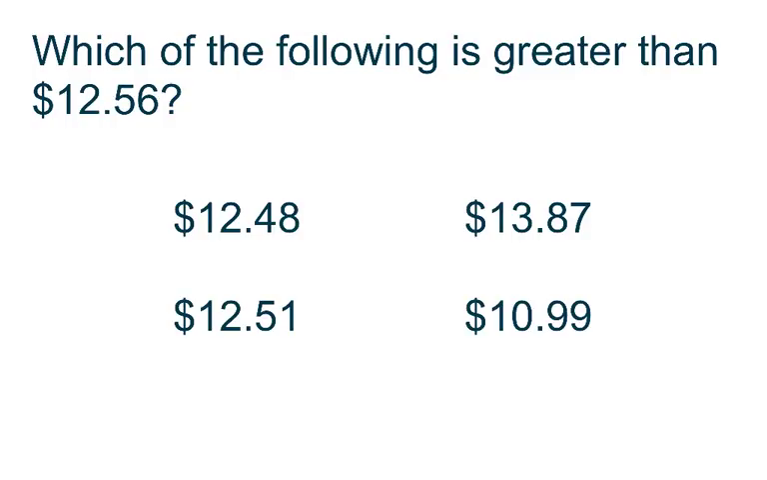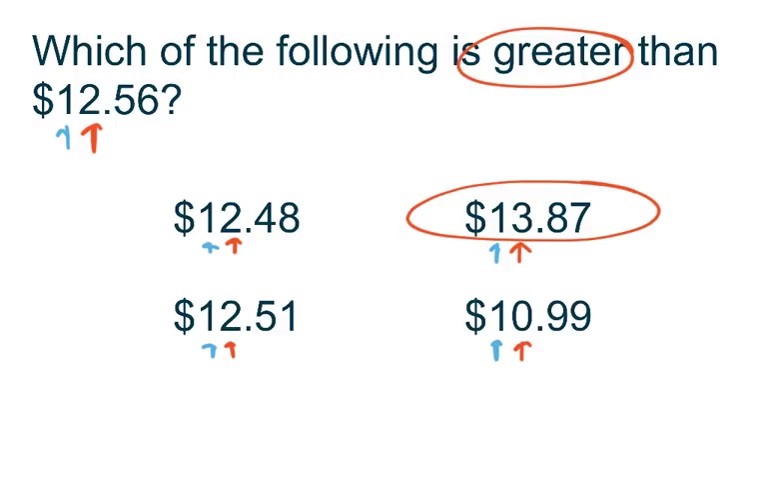Which of the following is greater than 12 and 56 hundredths? When we look at all of our options, again, we start with the greatest place value. So we start in our tens place, and all of our tens place have 1. So we're going to move to the ones place next. I have a 2, a 2, a 2, a 3, and a 0. And I'm looking for the greater decimal, so my 3 in the ones place is my winner. So 13 and 87 hundredths is my greater decimal.